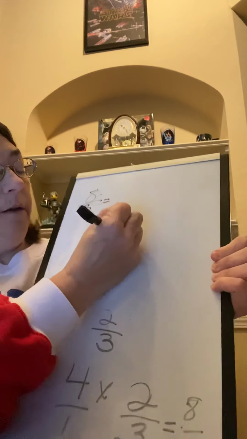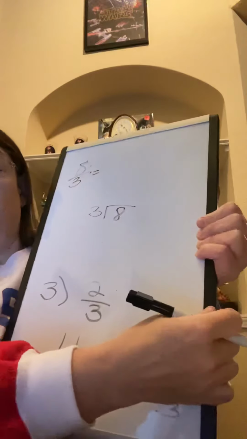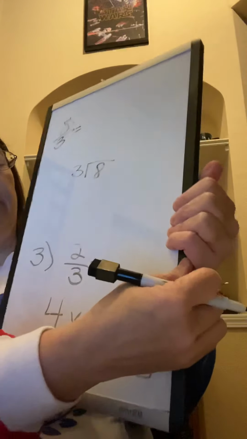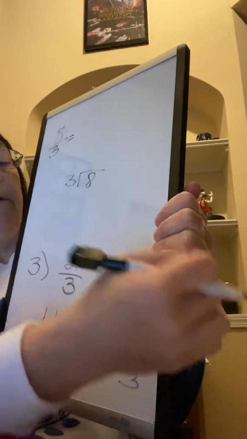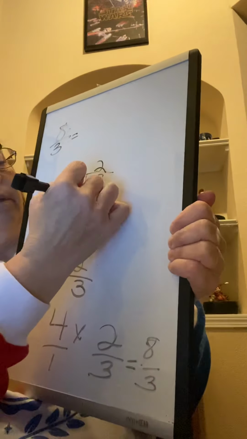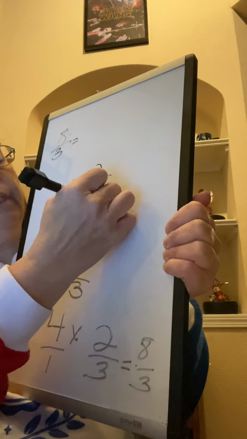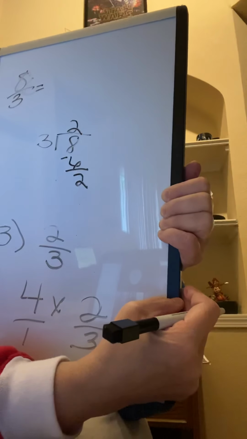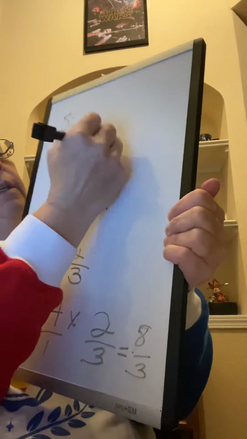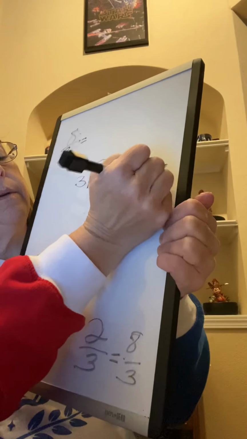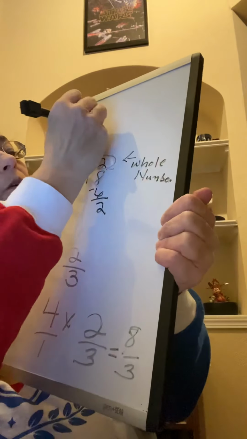And I'm going to try and figure that out. So I'm going to divide. 3 goes into 8 2 times. 3 times 2 is 6. I'm subtracting it, 2. Okay. This becomes my whole number. So I get a whole number of 2.